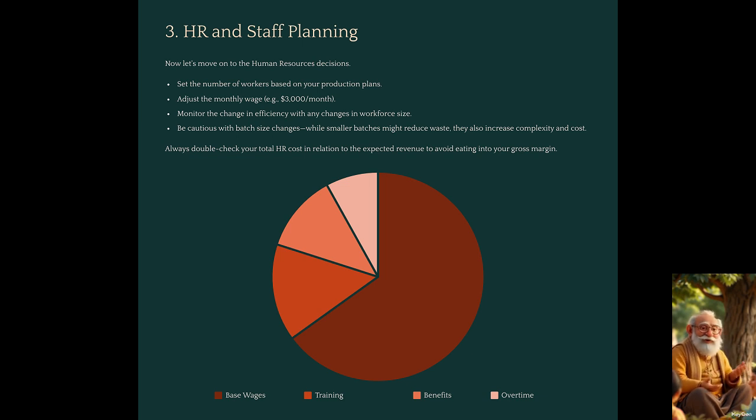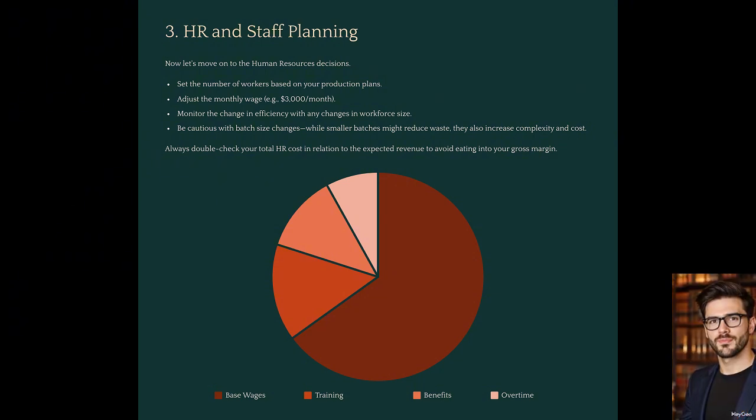Always double-check your total HR cost in relation to the expected revenue to avoid eating into your gross margin. Research and development, R&D. In round 9, R&D still plays a vital role, especially for improving Tech 3 and Tech 4.